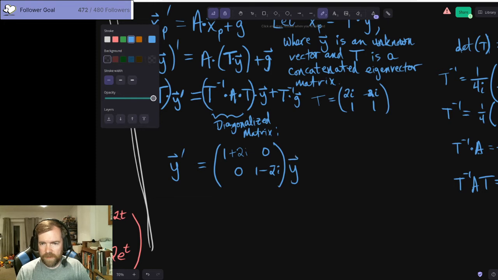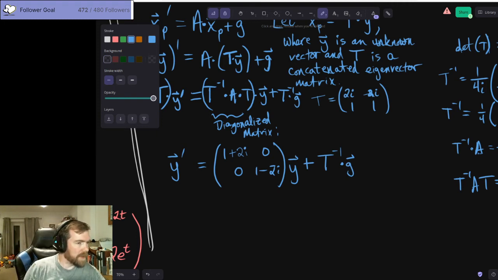Times our y vector plus, and now we get again our generalized, in this case, T inverse times G. And this is one of the other things. We know what T inverse G is going to be now, because we have T inverse, it's a constant, and we have G from the very beginning. So that's going to allow us to clean up a few of these things. Everything's the same kind of math, just written differently.